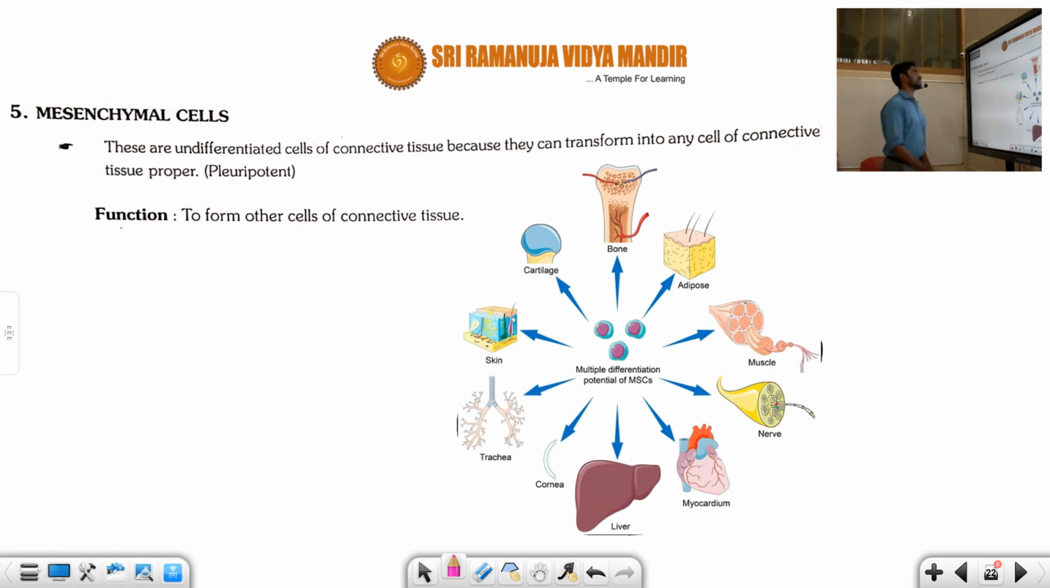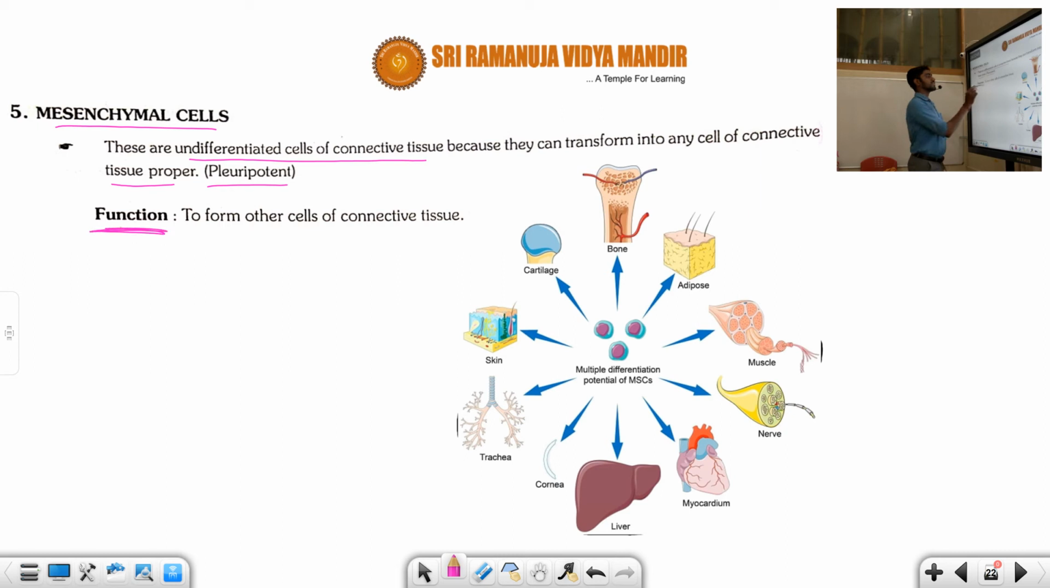Next, the fifth one is called the mesenchymal cells. They are undifferentiated cells of the connective tissue, students. Because they can transform into any type of connective tissue, they act as pluripotent cells. These cells can be differentiated into bone, cartilage, skin, trachea, cornea, liver, myocardium, nerve, muscle, adipose, and so on. That is why they act as pluripotent.